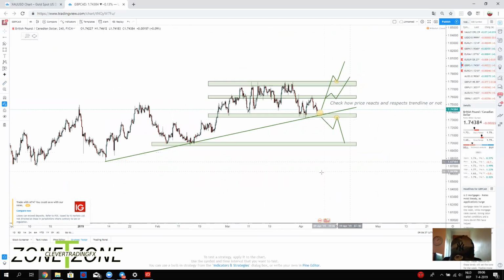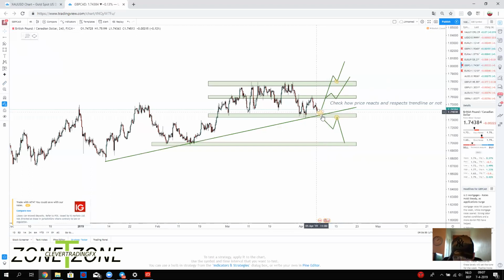Then we have GBP CAD. You can see here, I'm going to be waiting. I'm going to see how the market is going to open on Sunday evening. For me, that's actually Monday morning. I'm in Thailand, Phuket right now. The time zone is a little bit different. I'm 6 hours ahead of Europe time.